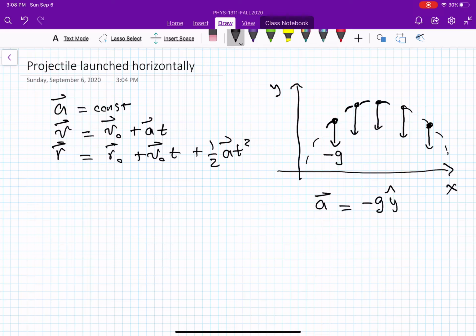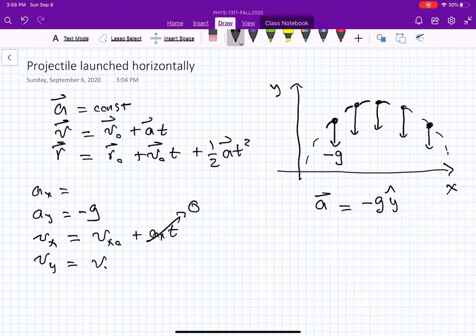So the equations in these various directions will simplify. So a_x is 0, a_y is equal to minus g, v_x is equal to v_x0, and then there would be a plus a_x times t, but remember that's 0. And then v_y is v_y0 plus a_y t, but a_y is equal to minus g, so this becomes minus g times t.